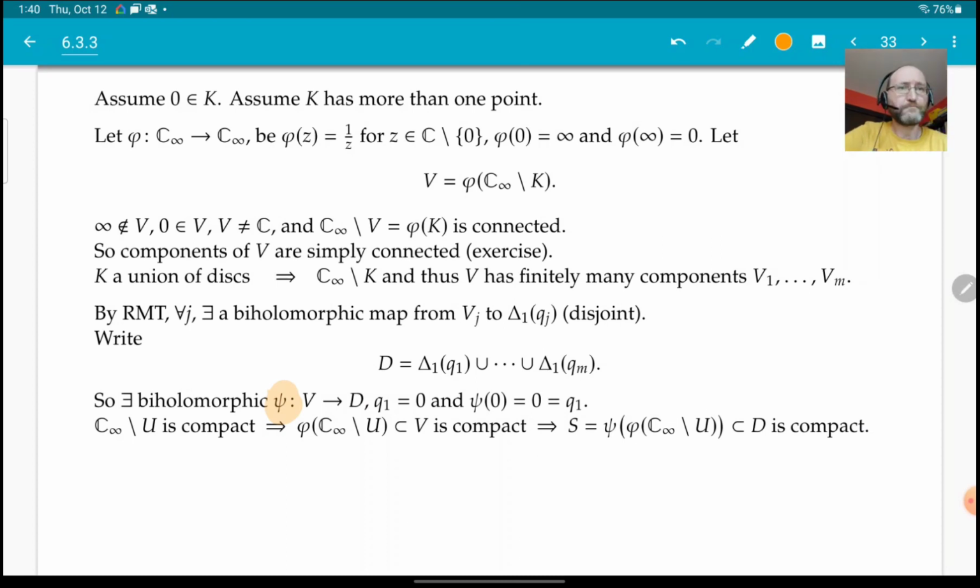We push forward this compact set, and we get this compact set, and it's a compact subset of d. Well, let's call it S, just because that's a lot to write.